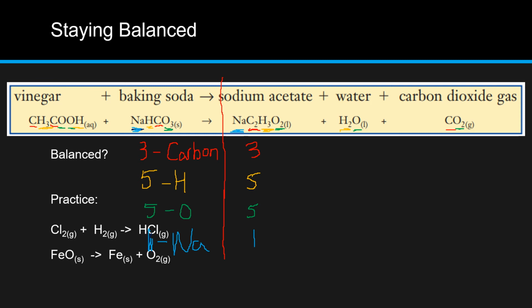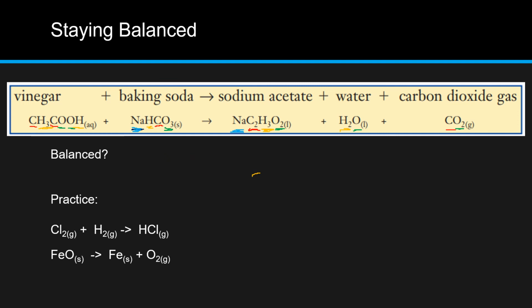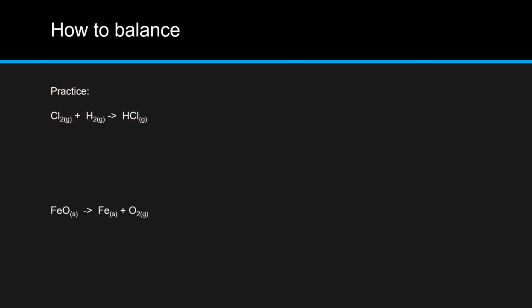Now, practice with these two. I'll erase this stuff. Practice with these two equations and see if they are balanced or not balanced. Hopefully you were able to figure out if the equations were balanced or if they were unbalanced. Now we're going to actually look and see how do we actually balance them.